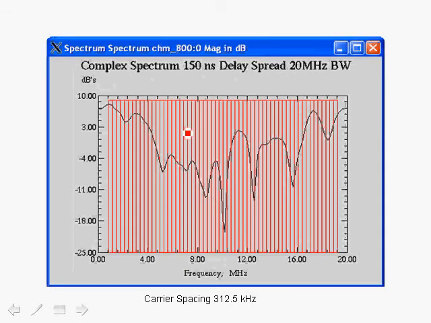The next figure shows the actual case that is used in 802.11a. So over the 20 megahertz bandwidth, we use 64 carriers, each carrier carrying a number of bits, all of them in parallel. And the carrier spacing in this case is 312.5 kilohertz, or 20 megahertz divided by 64. So the carrier spacing is 312.5 kilohertz. Within each carrier we exhibit flat fading, whereas over the whole bandwidth we have frequency selective fading.